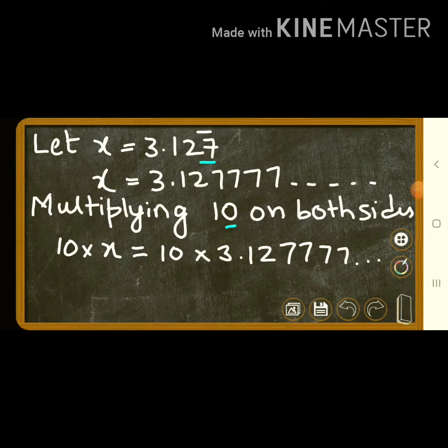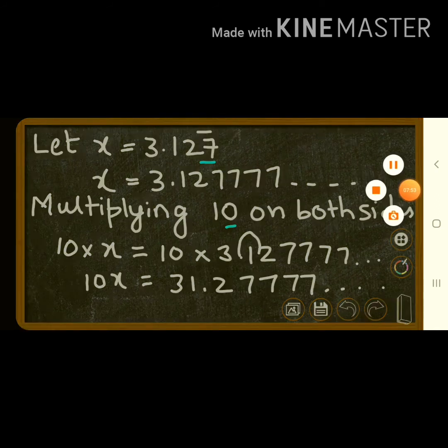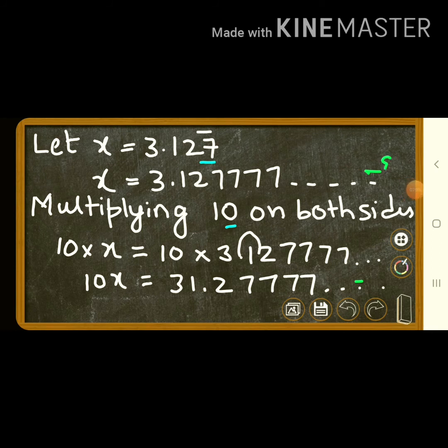3.127777 and so on. Now 10x is equal to 10 into this. The point moves one digit to the right of its location, because we are multiplying with 10 having 1 0. So it becomes 31.27777 and so on. Now this becomes equation 1 and this becomes equation 2.